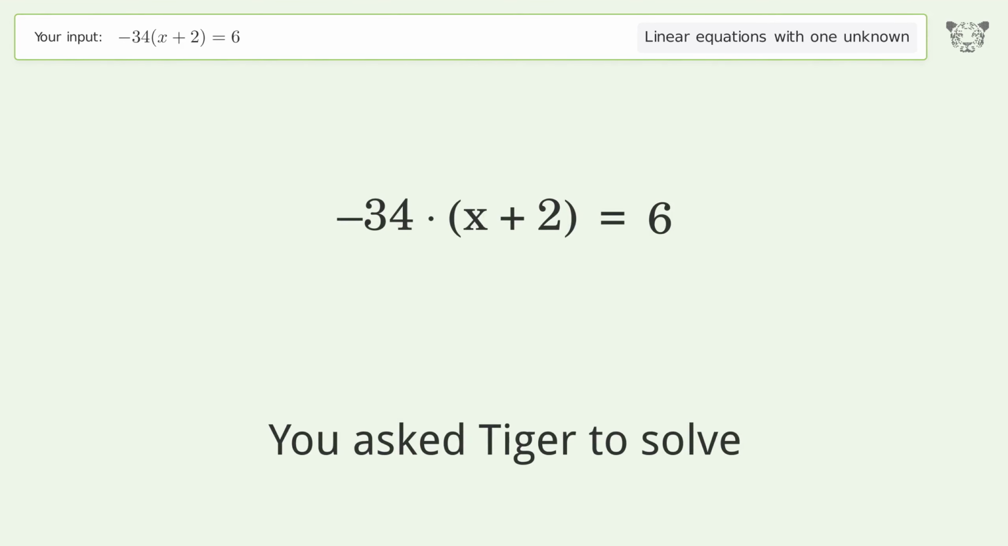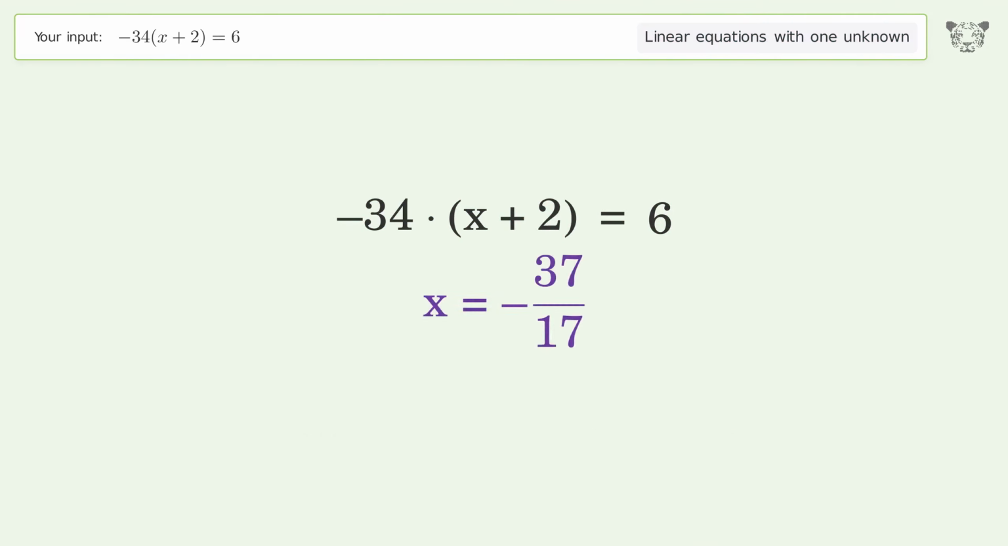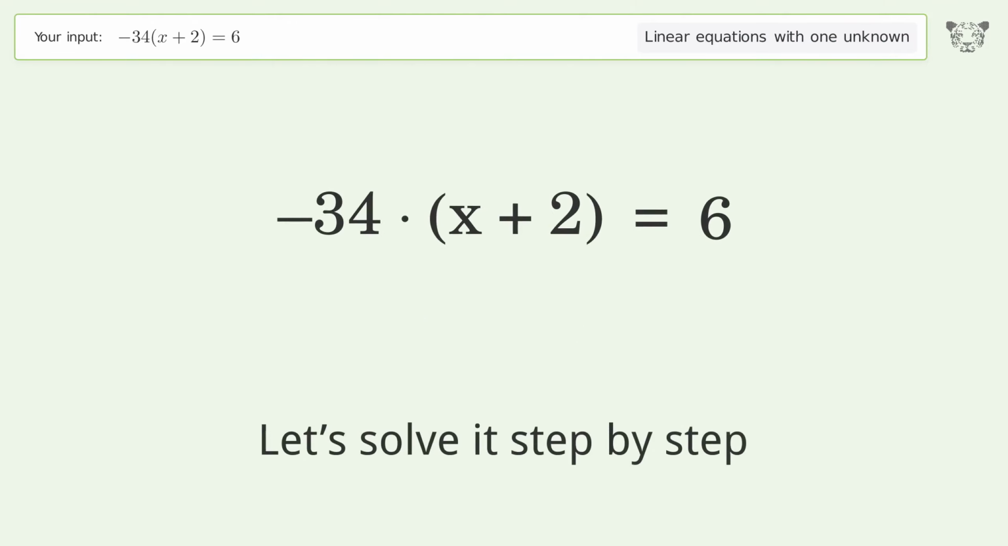You ask Tiger to solve. This deals with linear equations with one unknown. The final result is x equals -37/17. Let's solve it step by step.